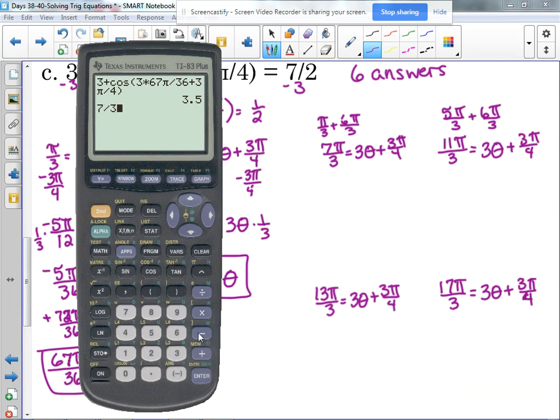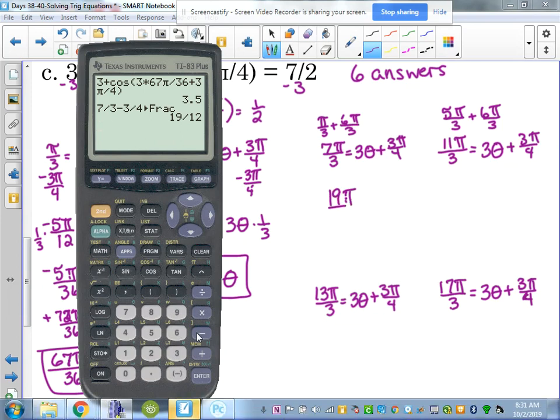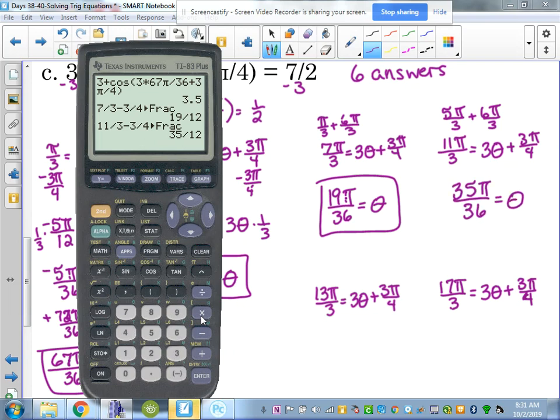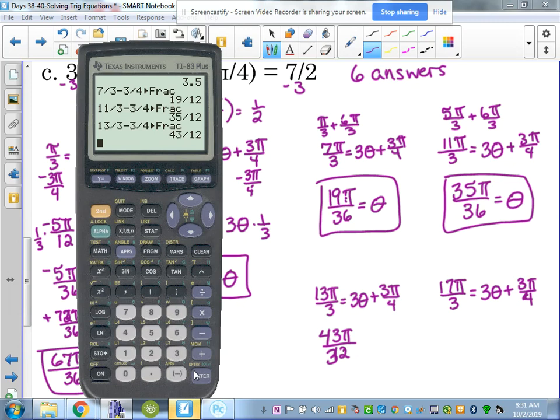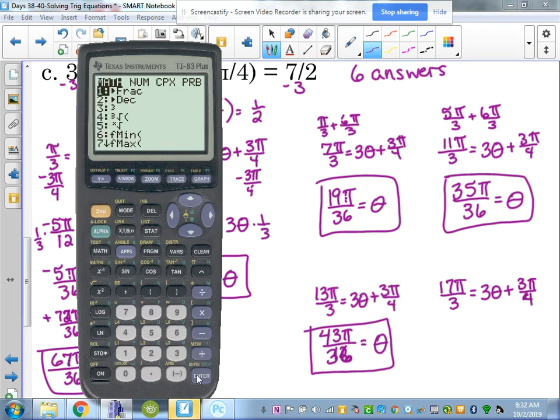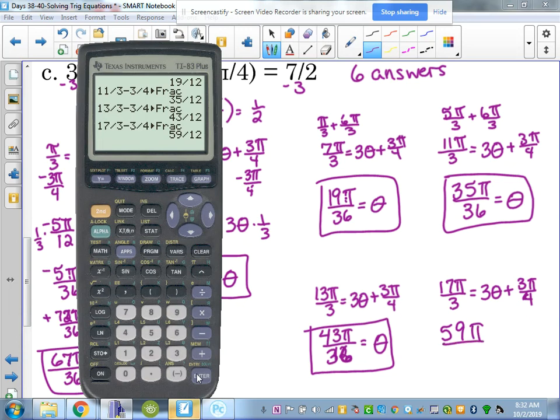Okay, so 7 over 3 minus 3 over 4, 19 over 12, so 19 pi over 36 is going to be that answer. 11 over 3 minus 3 over 4, 35 pi over 36. 13 over 3 minus 3 over 4, 43 pi over 12, oh, I didn't multiply by 3, 43 pi over 36, and then one more, 17 over 3 minus 3 over 4, 59 pi over 36.